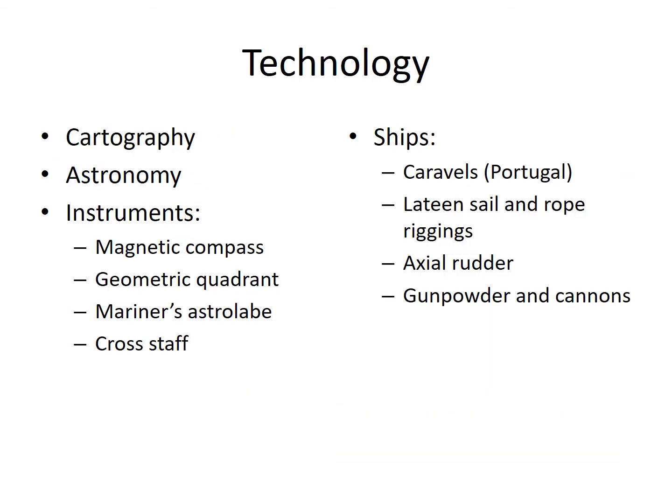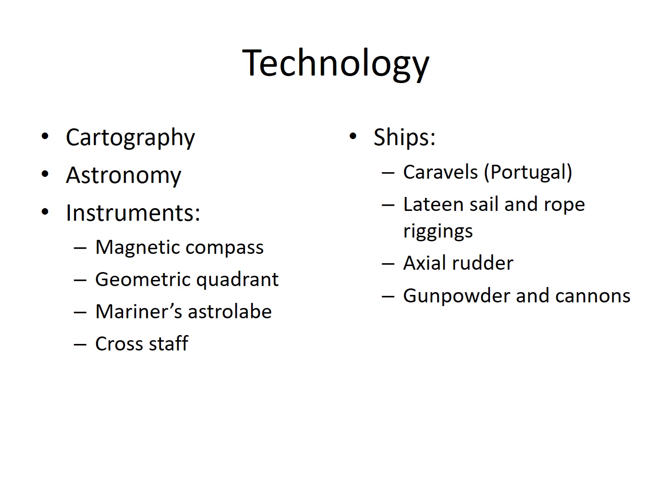Technology, of course, was a big part of this. Cartography, meaning map making. As explorers went on journeys, they would come back with more information about what they saw, and they could draw better maps for later explorers to be able to use. Astronomy and instruments with astronomy would be useful to them, tracking where they were on the open ocean by looking at the stars and knowing which direction they were heading.